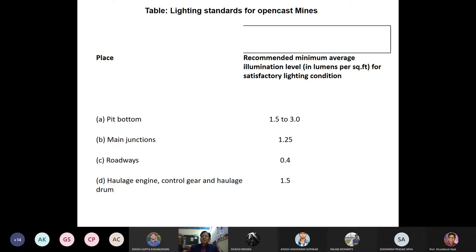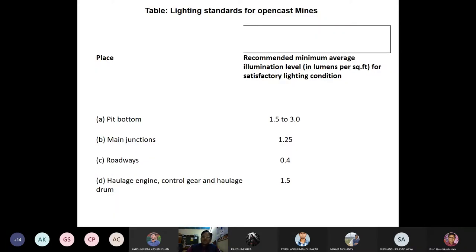So the lighting standard in the underground mines: in the pit bottom, the recommended minimum average illumination level for satisfactory lighting condition is measured in lumens per square foot. So pit bottom, it should be 1.5 to 3 lumens per square foot. Main junctions, it should be 1.25 lumens per square foot. For roadways, the minimum average illumination level should be 0.4 lumens per square foot. For haulage engine, control gear, haulage drums, the minimum average illumination level should be 1.5 lumens per square foot. So these are the things we wanted to convey today.